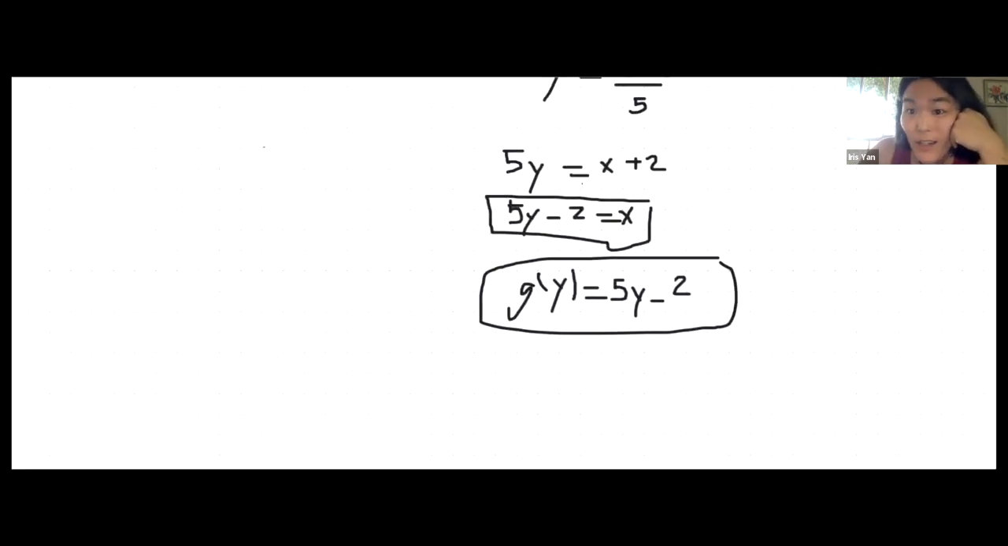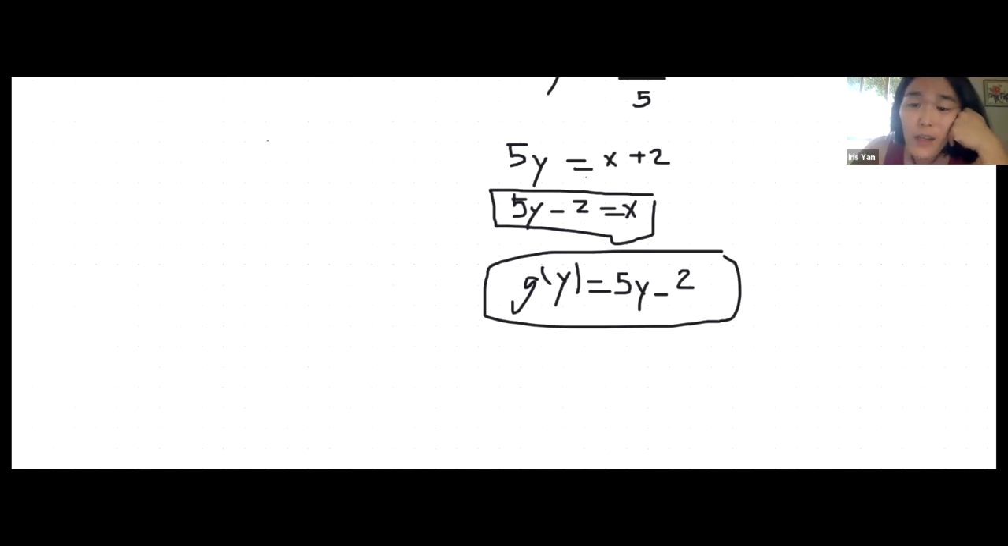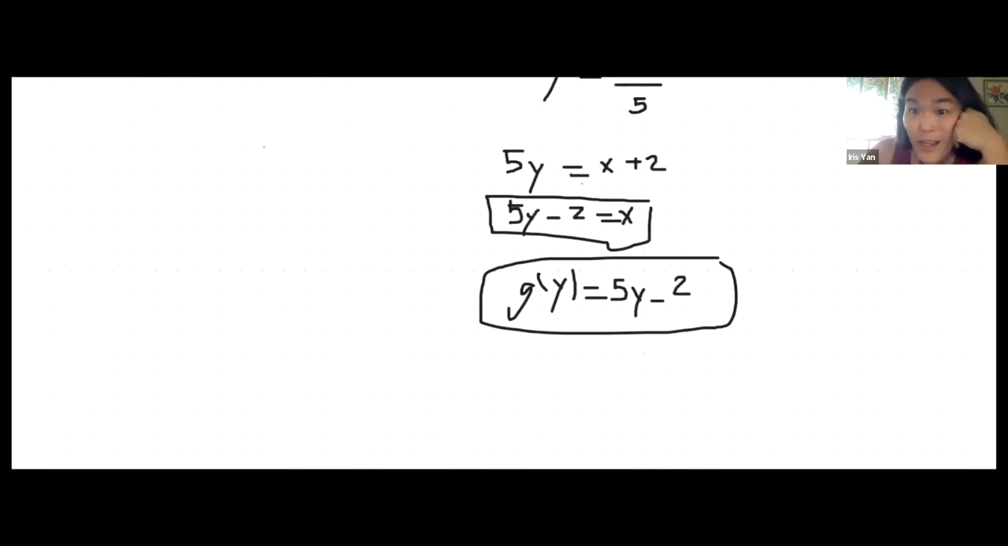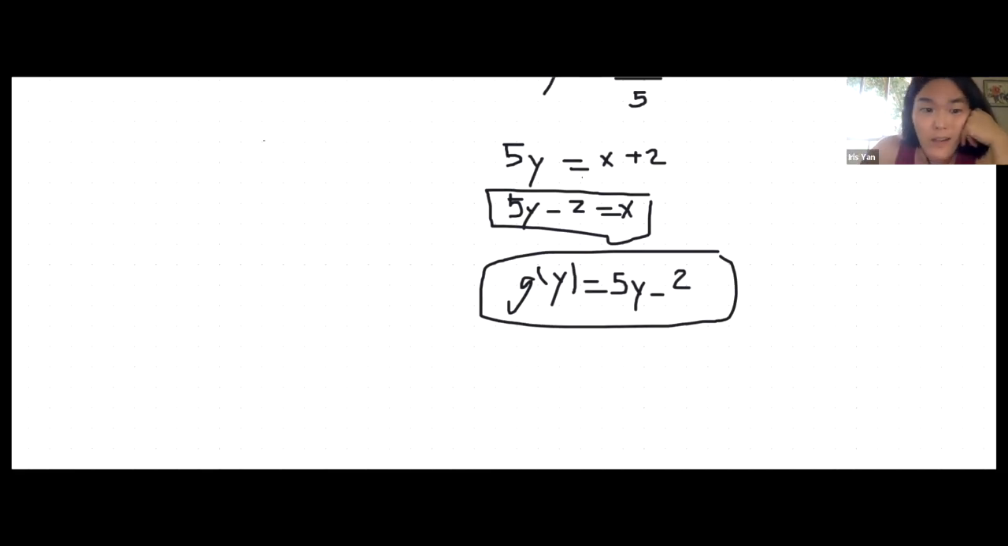In this case, because it's a linear equation, it's easier to see: okay, I added 2 and then I divided by 5. So to reverse this, I need to multiply by 5 and subtract 2. So that's going to be the inverse. But it works for more complicated stuff, right?